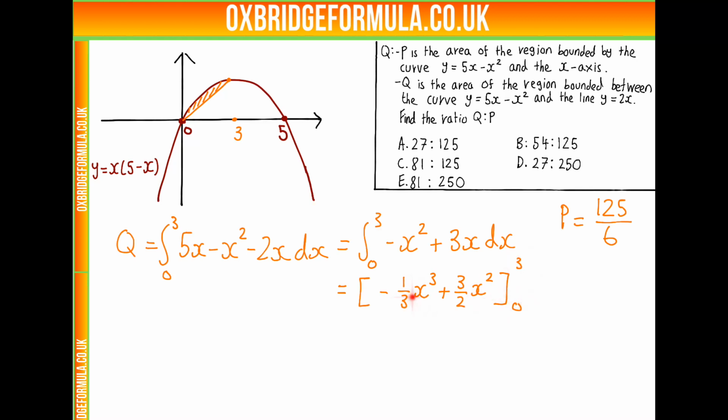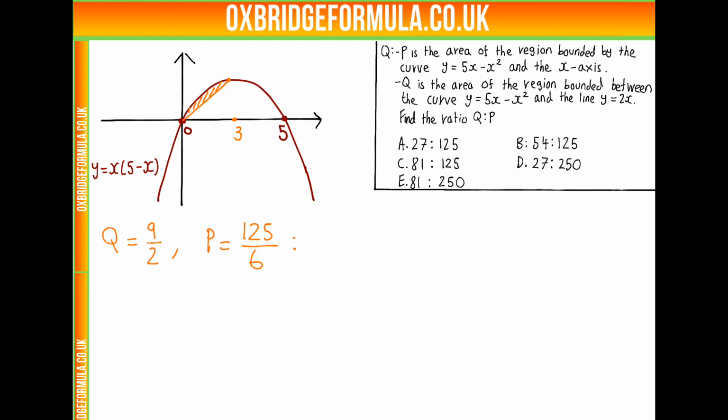The 0 will give nothing here, so we just need to look at the 3 case. So we have minus a third times 3 cubed, plus 3 over 2 times 3 squared. 3 cubed over 3, so that'll be 9. So we have minus 9 plus 3 cubed, which is 27 over 2. But we know 9 is 18 over 2, so this whole thing will be 9 over 2. And so we know the area of Q, and we're almost there.